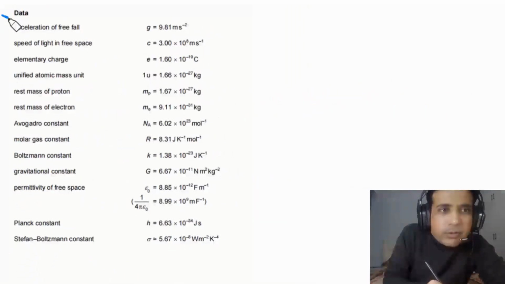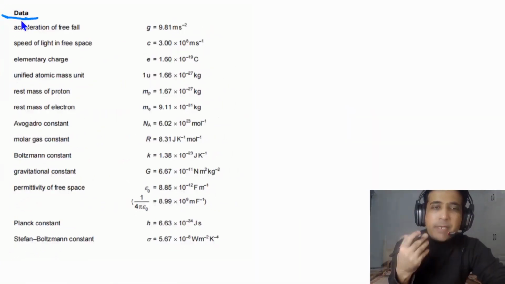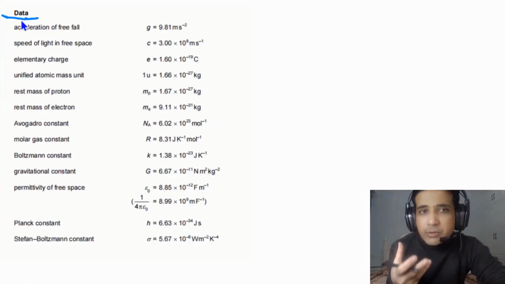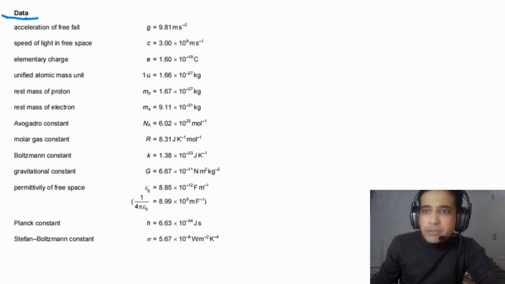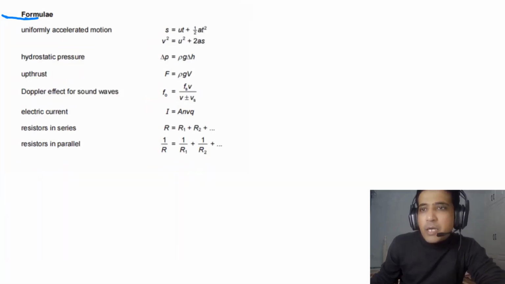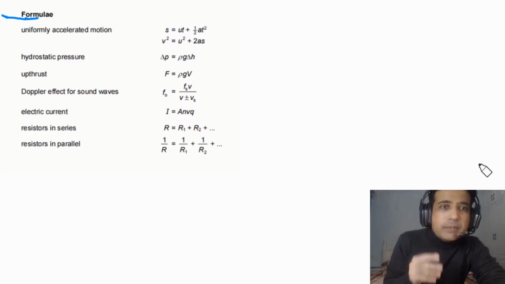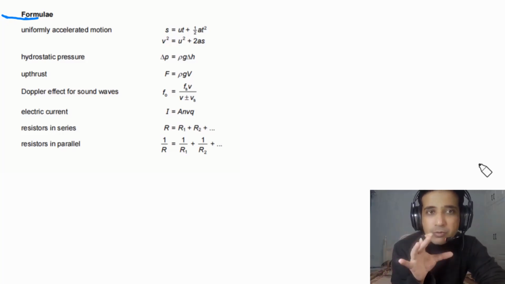On the next page, you can also see some data, meaning values of some constants are given to you. If you need the value of any constant for some calculations in your exam, you can come back to this page and find the values. On the same page, some formulae are also given to you. These are not all the formulae you need for AS physics, but some of them are given. So if you have forgotten any formula, you can come back to this one and recheck.